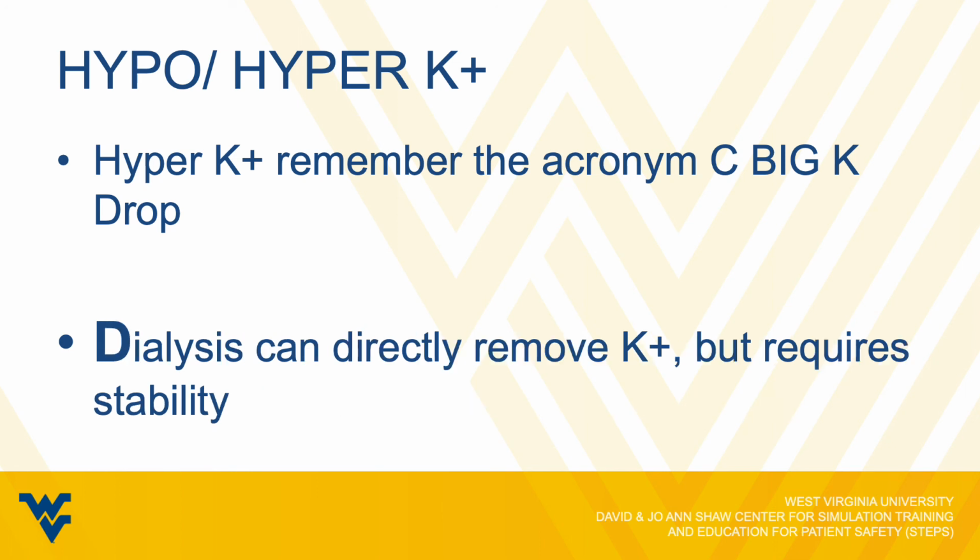And probably the most definitive treatment, especially for somebody in renal failure, is dialysis, which directly removes the potassium. The one downside with dialysis is they need to be pretty stable before you can send them up to a dialysis unit. So once we get these patients back and we have their blood pressure somewhat stabilized and we've stabilized the potassium at least for the time being, then we can move them to a dialysis unit or to an ICU that's capable of performing dialysis so that potassium can be removed from the body.